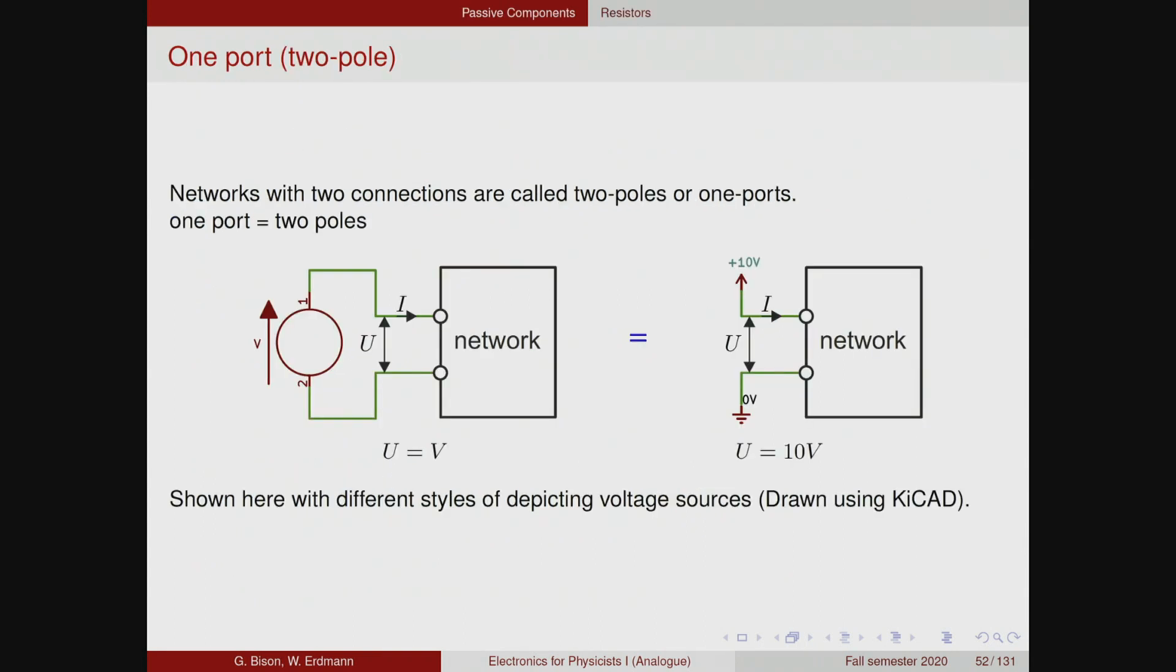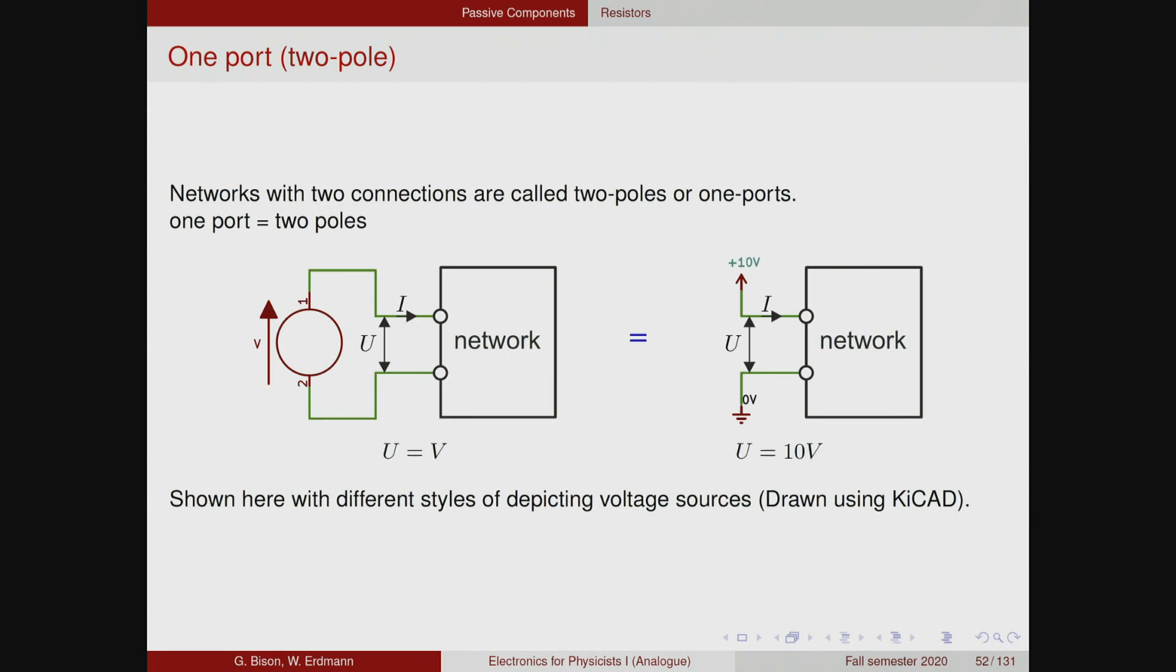I just mentioned the two-port system, how to think about an electrical system. Now we do the first step, we just take a one-port. A one-port is defined as a network where you have two connections, and these two connections are one port, so the two poles are one port. We apply a voltage across those two input connections to our network, and of course there's a current going. Since there's no other way this current can go, the current that goes in must be equal to the current that comes out.